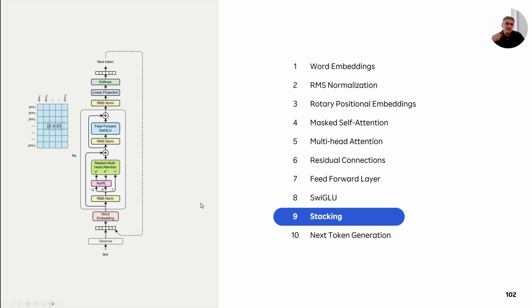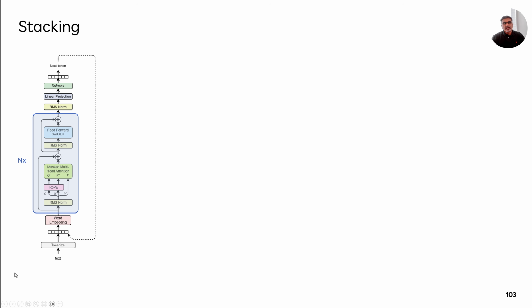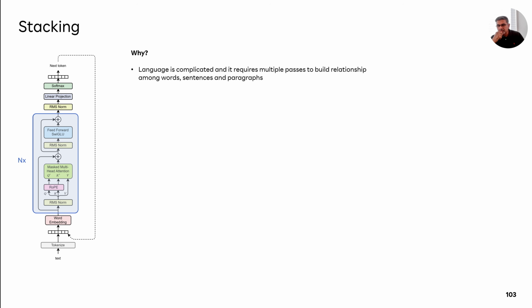Let's get to the next topic here, which is called stacking. What is the general idea behind stacking? So language is complicated and it requires multiple passes for us to build relationships among words. For example, if I give you this sentence, "Wisdom is chasing you, but you are faster." Now, if I were to give this to a middle schooler whose exposure to sentences and phrasing is limited, they might actually interpret this in a very literal way.